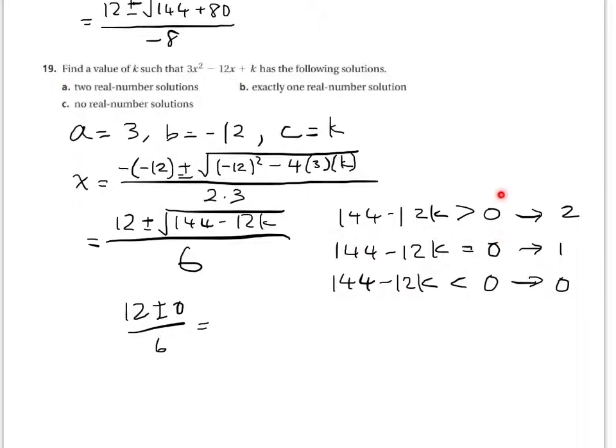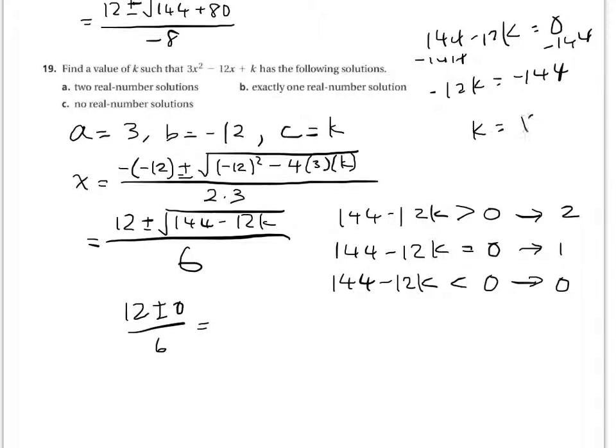So if you solve this, for example, 144 minus 12k is greater than 0, we can simply pretend that it equals 0 at this point. Subtract 144 from both sides. Then we have negative 12k equals negative 144. Divide both sides, we have k equals 12. Now we have k equals 12, but we have an inequality, so we have to analyze whether it is greater than 12 or less than 12.